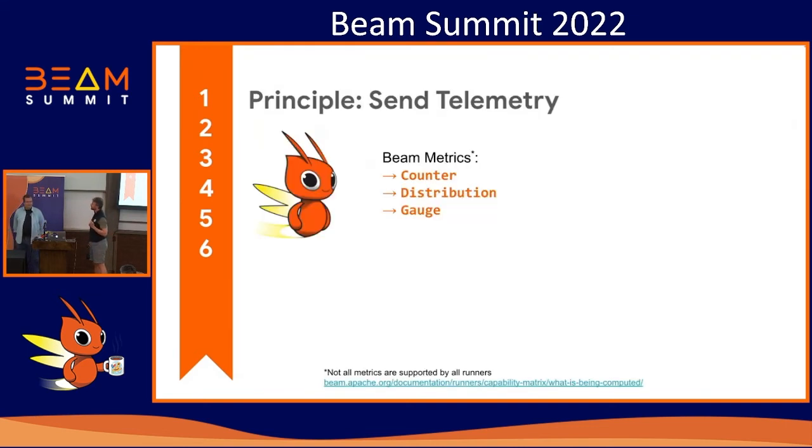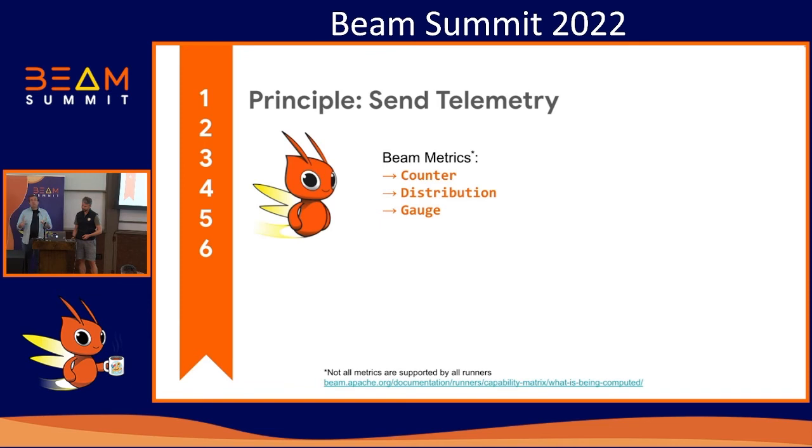So let's try to apply this to a Beam pipeline again. How do you do this with a Beam pipeline? We have seen in the previous principle that we have hardware or cloud related metrics, but that will only get you so far. Some of your SLOs may be related to those, but many will probably not be related to that. The Beam programming model supports three types of metrics: counter, distribution, and gauge. Not all of those are supported by every runner. Check out the capability matrix because there are differences between the runners. But I think counters, for instance, are supported in all the runners.